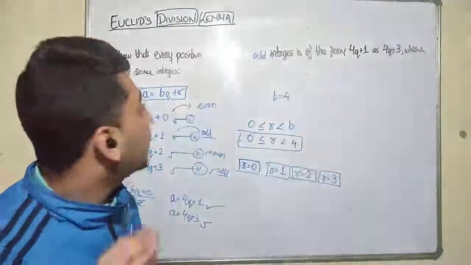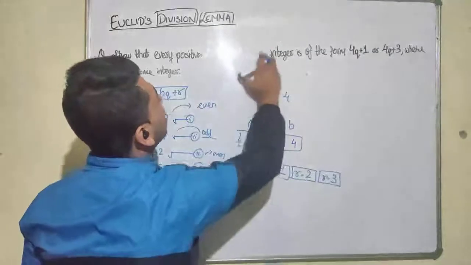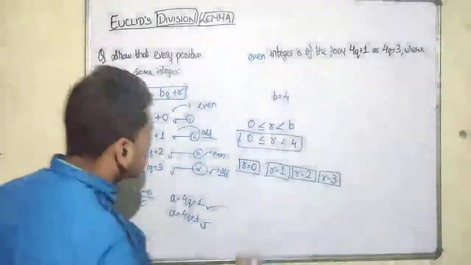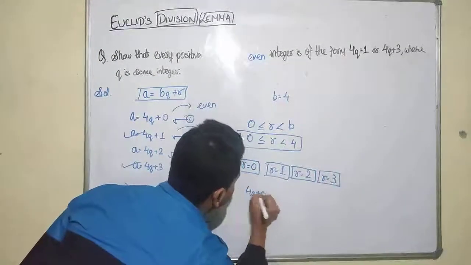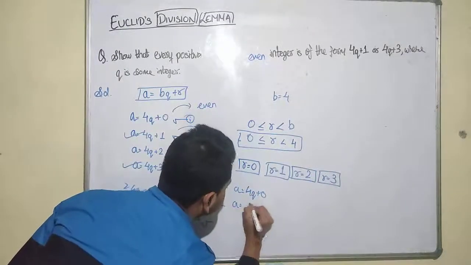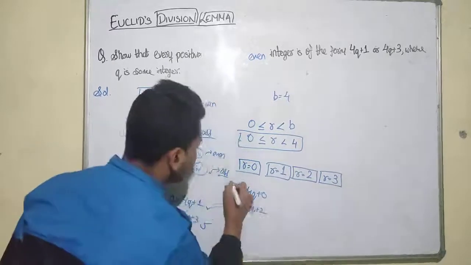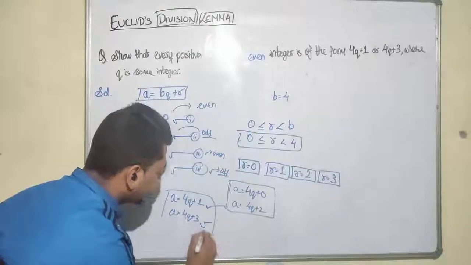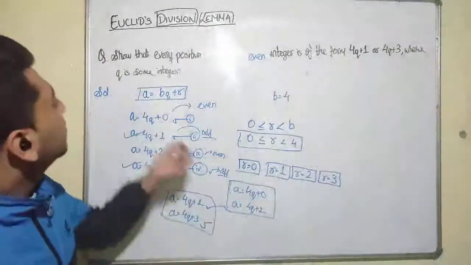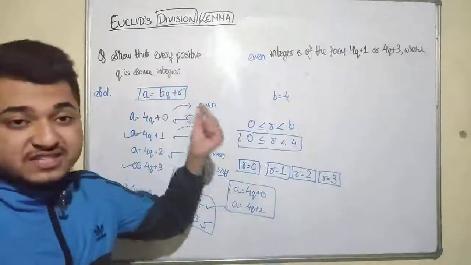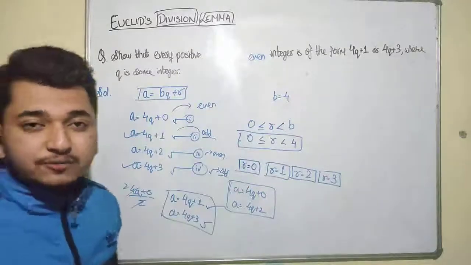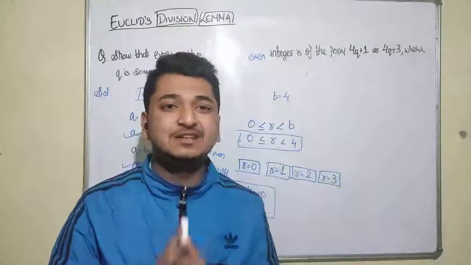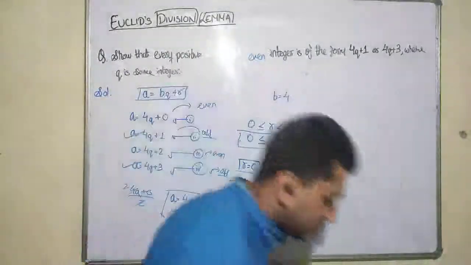If the question asked us to find even instead of odd, we would write a is equal to 4q plus 0 or a is equal to 4q plus 2. This would have been the even positive integers, and this one is our odd positive integers, okay? So I hope you have understood this problem. So now we'll move on to the next topic, okay?